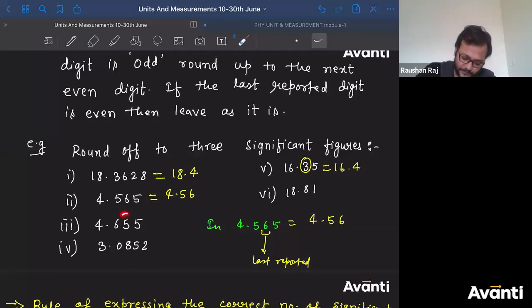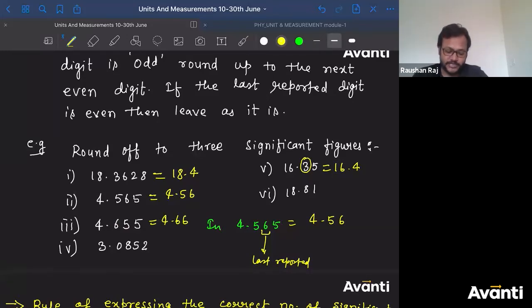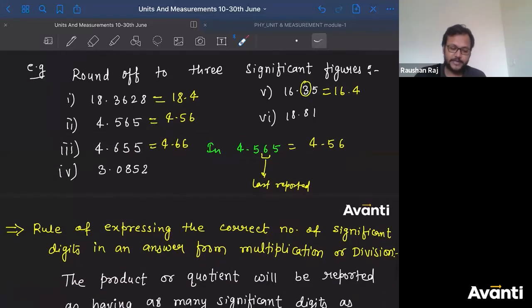Okay, so 4.655. The last reporting digit is 5. The number which is right to it is 5. That means equal to 5. So I have to check whether this reporting digit is odd or even. So this is what? An odd number. So I have to increase this. I have to make it even. So what is the answer? 4.66. All right. Pooja Shri, please don't commit these mistakes. 4.7 is only having 2 significant digits. हमें कितना के लिए करना है? 3 के लिए करना है. Don't commit such mistakes, बच्चा. Tell me the answer in this case.